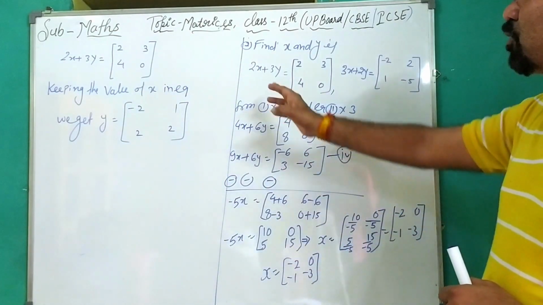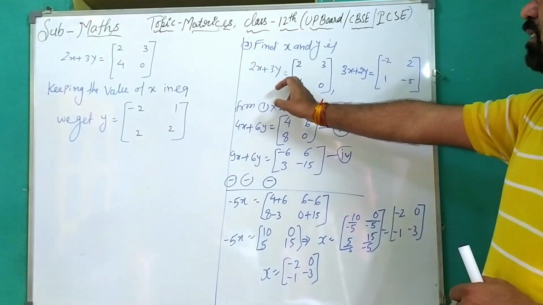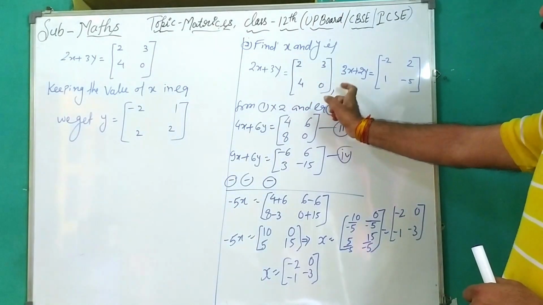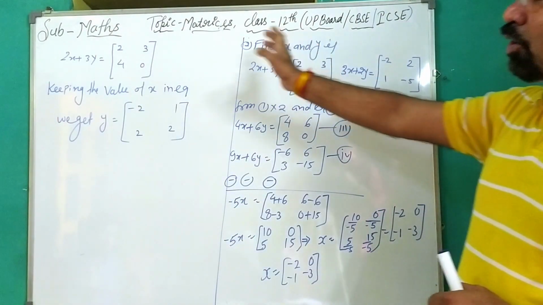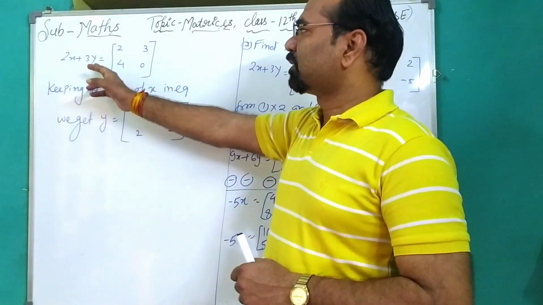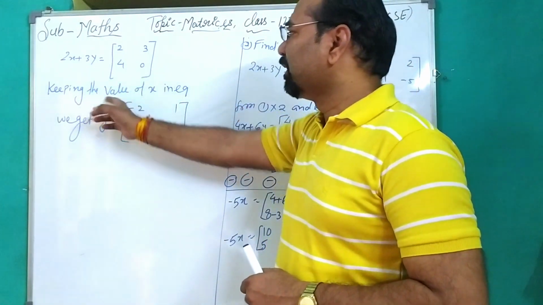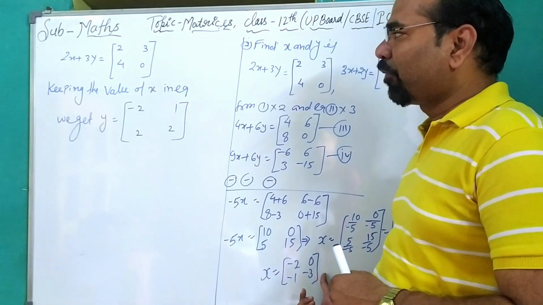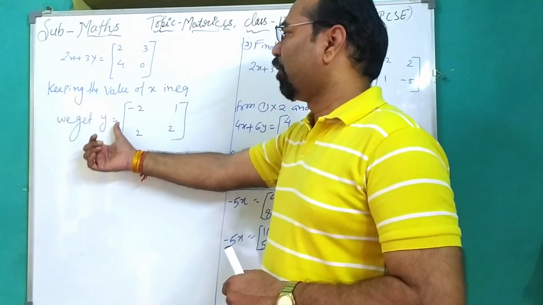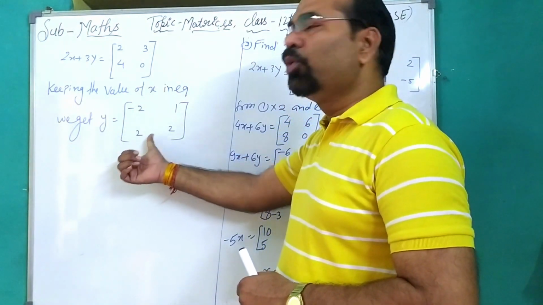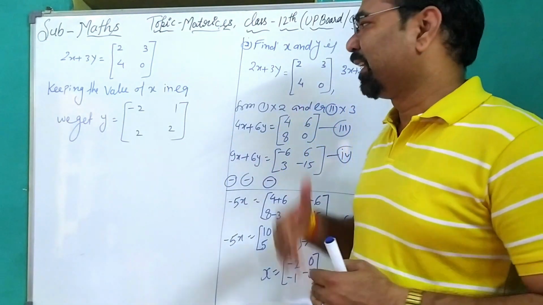Okay, आपके पास दो इक्वेशन, you have two equations, 2x plus 3y is equal to 2, 3, 4, 0 and 3x plus 2y is equal to that. So now we are taking one equation, 2x plus 3y is equal to 2, 3, 4, 0, keeping the value of x. Now we can get the value of y is equal to -2, 1, 2, 2. Okay students, बाकी हम डिस्कस करेंगे नेक्स्ट वीडियो में.